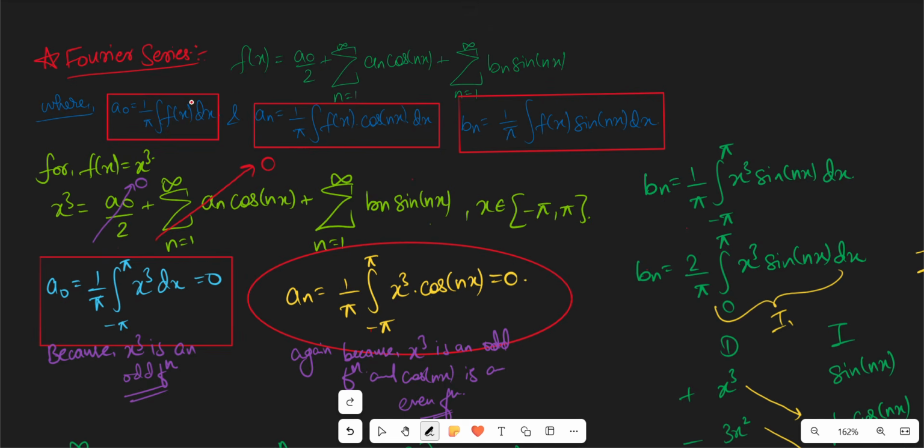Just beneath this big expression, I have written that a naught is 1 over pi times the integral of f of x, which is this function. So f of x could be x cubed, x to the 4, or any kind of function, like 2x plus 5.